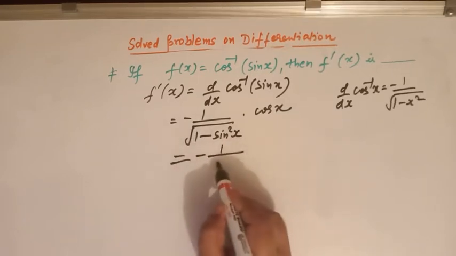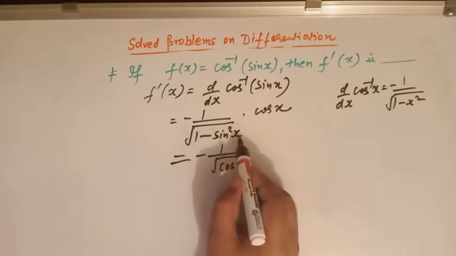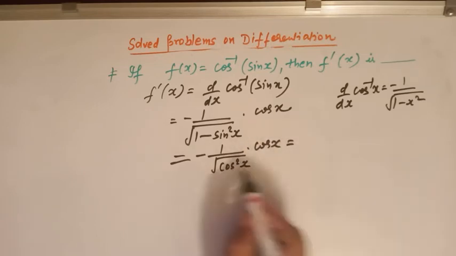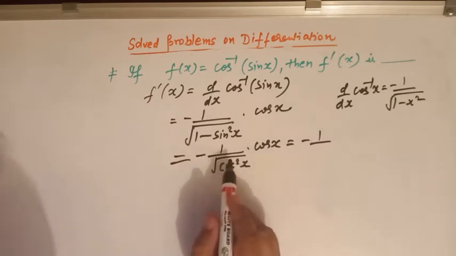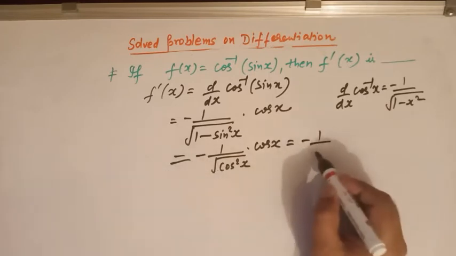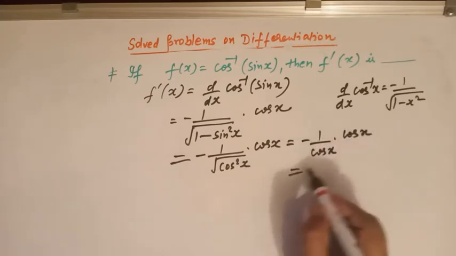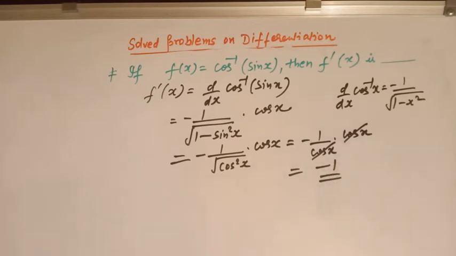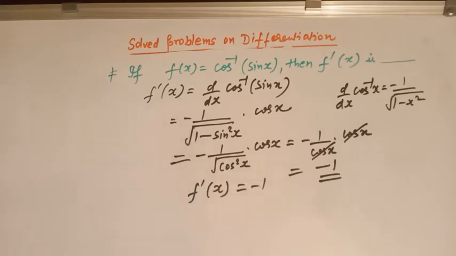So this is minus, and square root of 1 minus sin square x is square root of cos square x, because 1 minus sin square theta is equal to cos square theta. So here we have cos x, and this is multiplied by cos x, and then cos x and cos x get cancelled, and here we have minus 1 as the answer. So f prime of x is equal to minus 1.